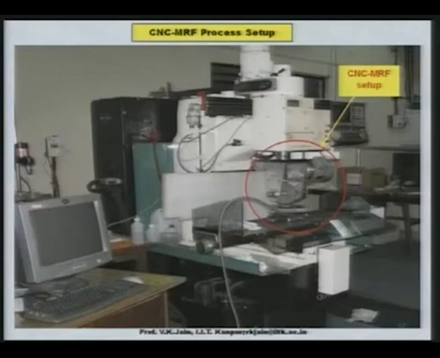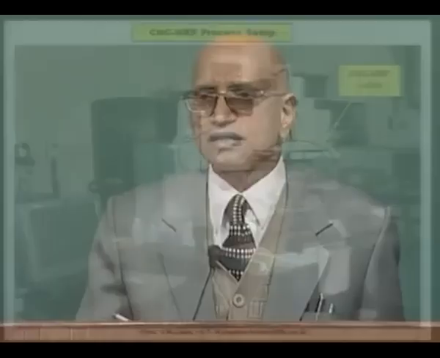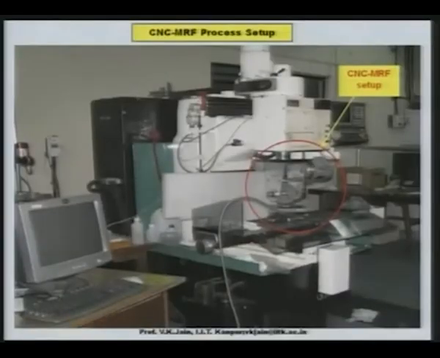When this wheel rotates, which has a layer of the MR polishing fluid in the form of a ribbon, which is shown here by the arrow, and once it rotates and you feed the workpiece inside the rotating wheel, the same situation arises which was shown in the earlier slide.